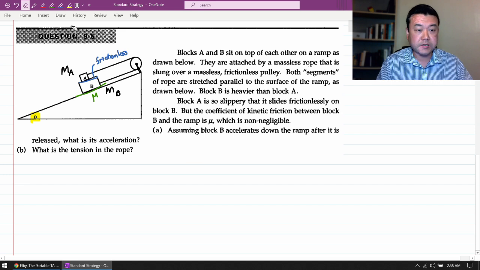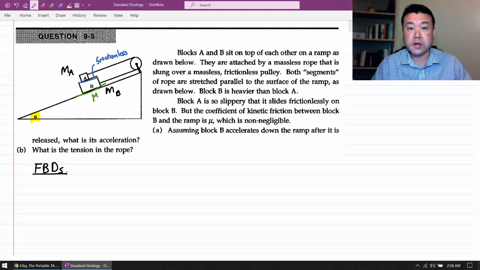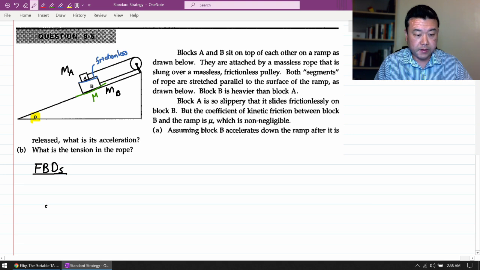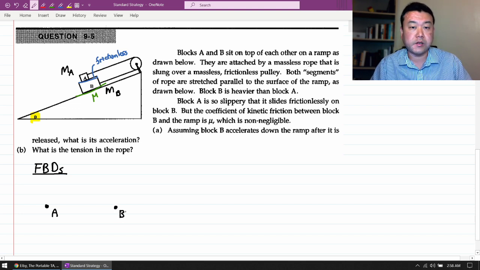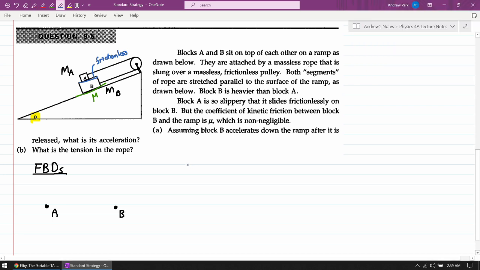Let me start out with step 1, drawing the free body diagrams. This system has 2 blocks, so I'm going to need 2 free body diagrams, one for each object. So I'll draw one diagram for block A and a separate diagram for block B. Each of these diagrams will illustrate the forces on the block and just on the block. Let me start with A.